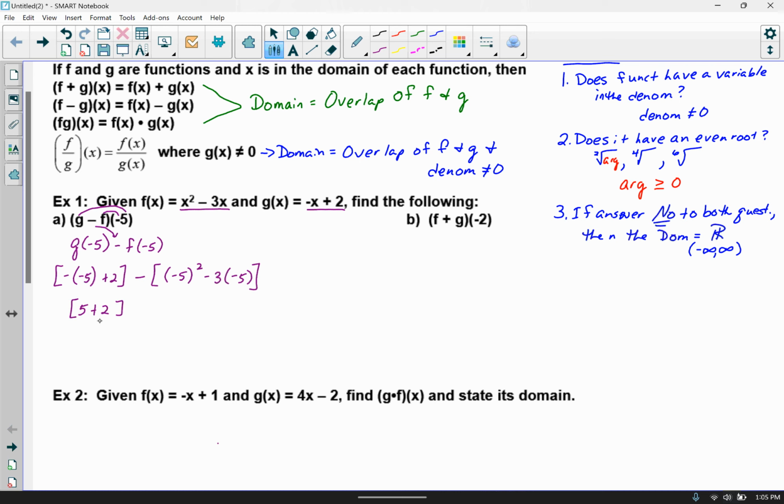Once I get that down to one number, which I'll go ahead and do, 5 plus 2, of course, is 7, I can drop those brackets. All right, but I won't drop it until I get it down to one number.